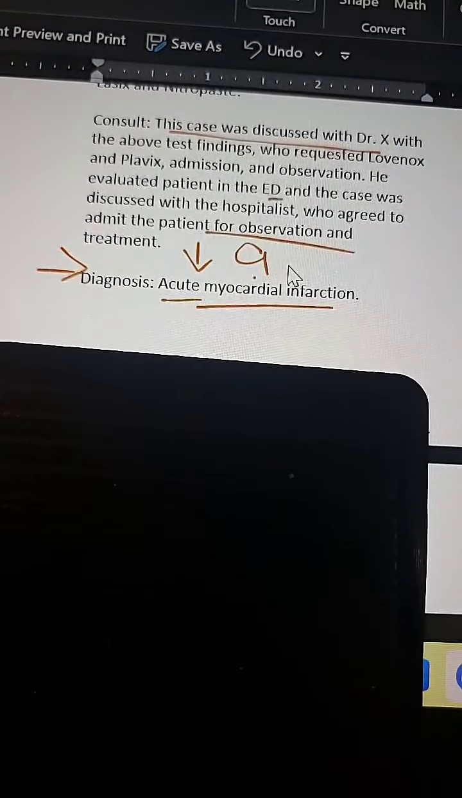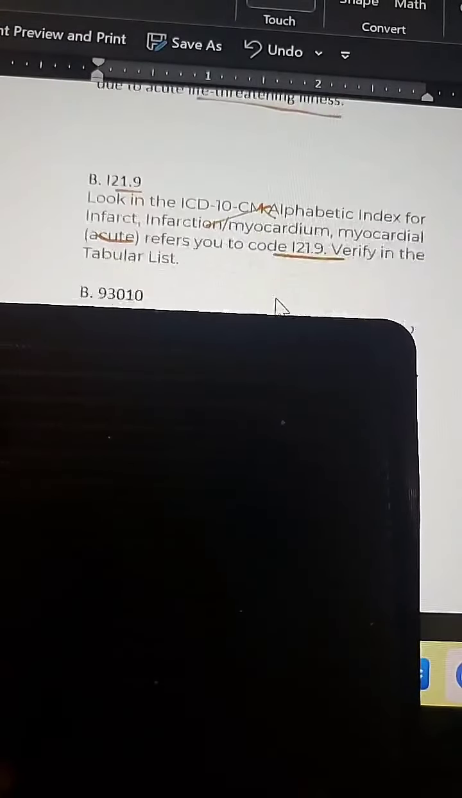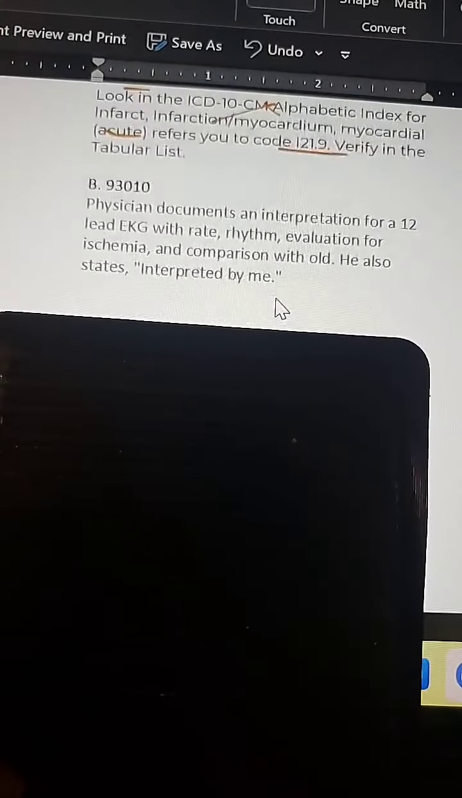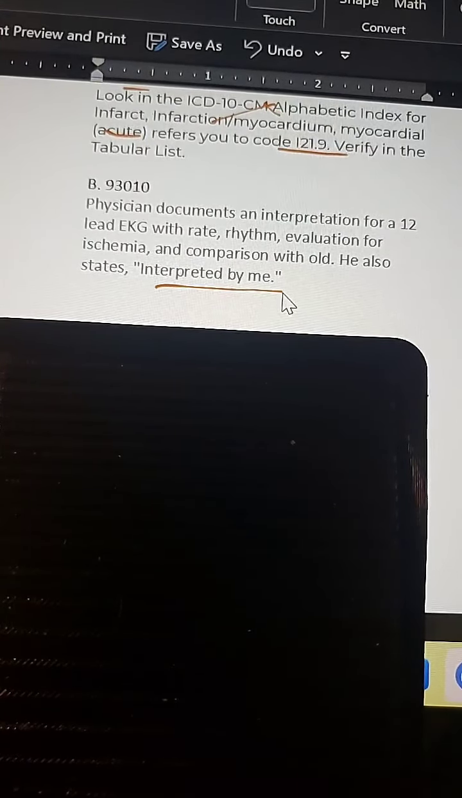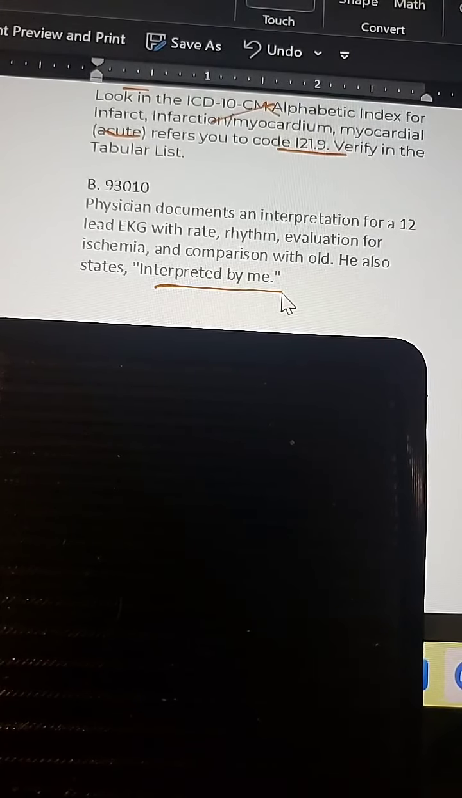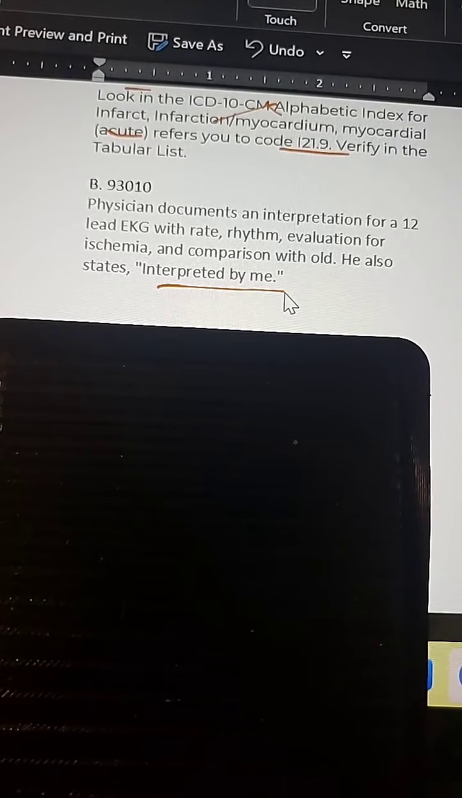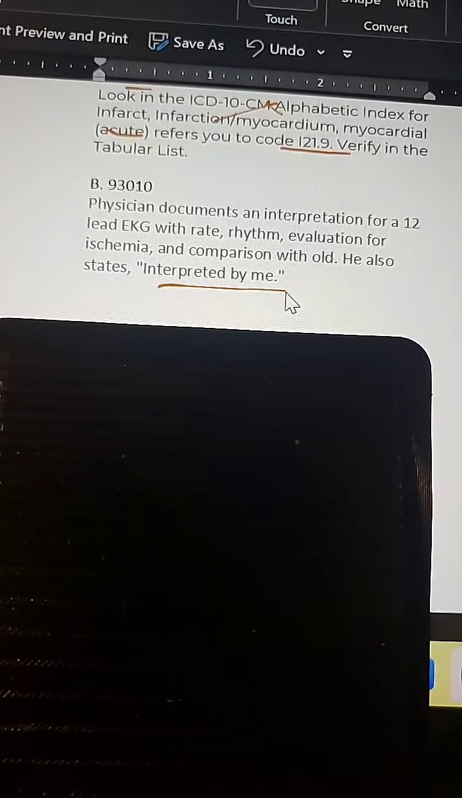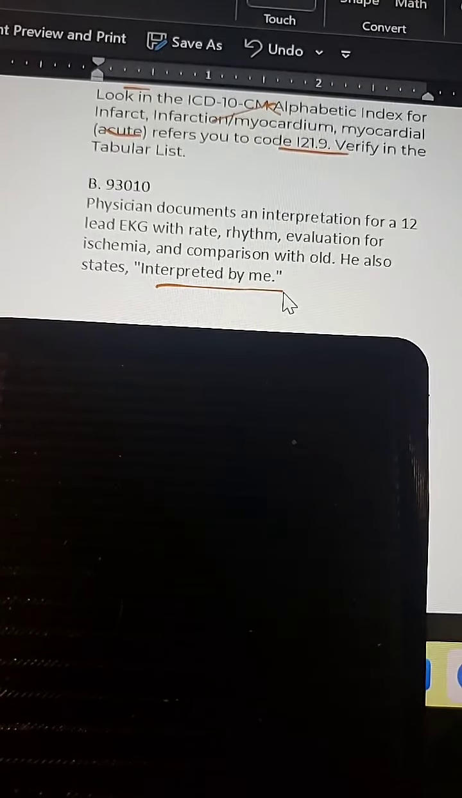So some EKG machines will spit out the results and interpretation for you too. And that can go along with the 000, but for that one, if it says me, I'm reading it, we're going to go with our 10. Interpreted by me. Put those AKA words right beside your 93010. Interpret by me. In quotes. That way, if you ever see it again, you know exactly which one to pick.